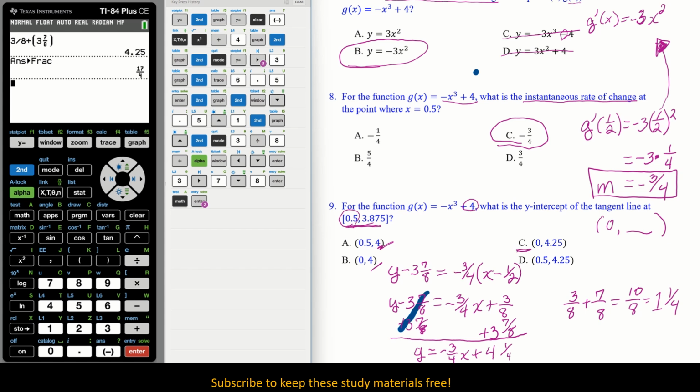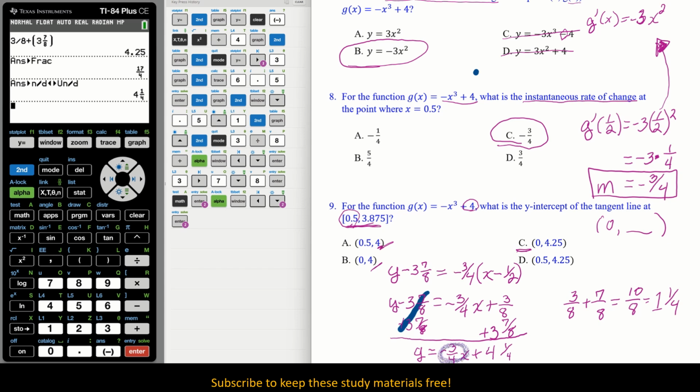And we could find that. We could say alpha window and pop over and go down to number 3 and go enter, enter. 4 1/4. So there's all kinds of ways to play around with those fractions. I have discovered that if you want a y-intercept, make x be 0, and then our intercept for our y value is 4 1/4, and that is correct. The only thing that works is option C.